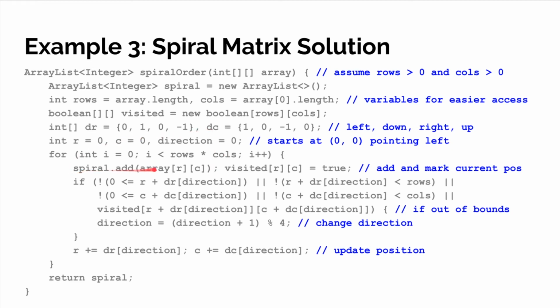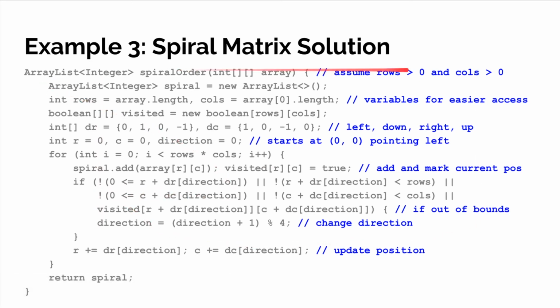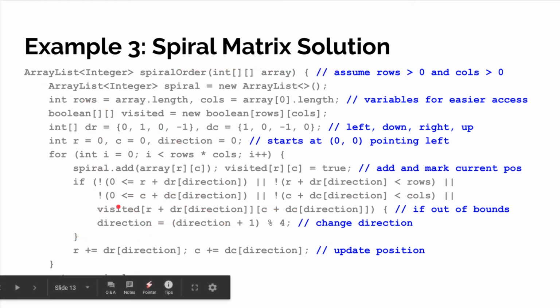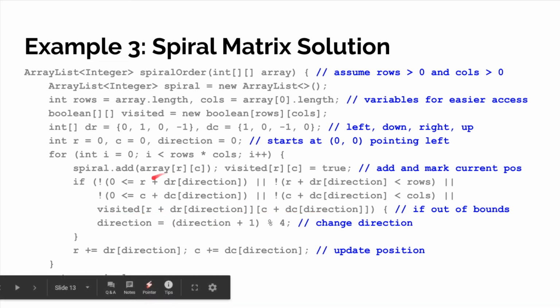We're going to first add our array entry, set the current array entry to visited, right? And then check to see if any of these are true, right? So if we hit the left edge, or we hit the right edge, or we hit the top edge, or we hit the bottom edge, or the next entry that we're going to be accessing is already visited, right? So if any of these 5 conditions happen, then we should just change the direction, and then we should update the position.